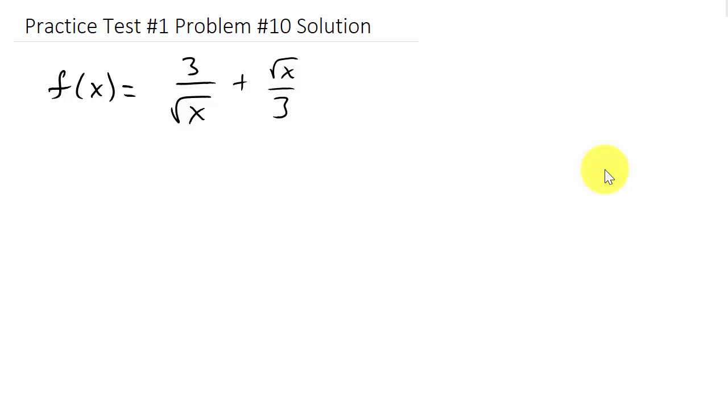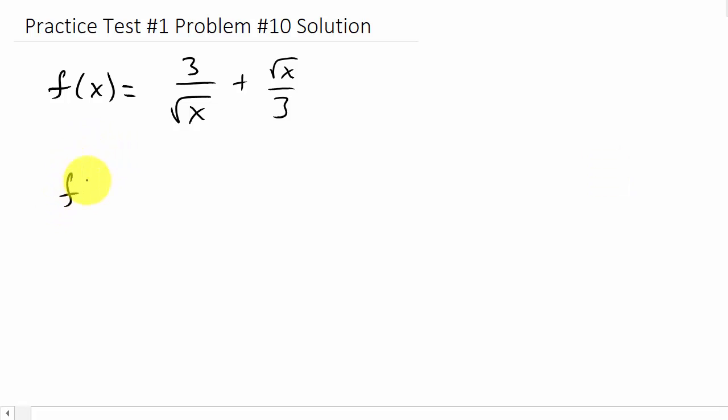Alright, so here we have the solution to problem number 10 on practice test number 1 for derivatives. We have 3 over square root of x plus square root of x over 3. And what I'm going to do is rewrite this.